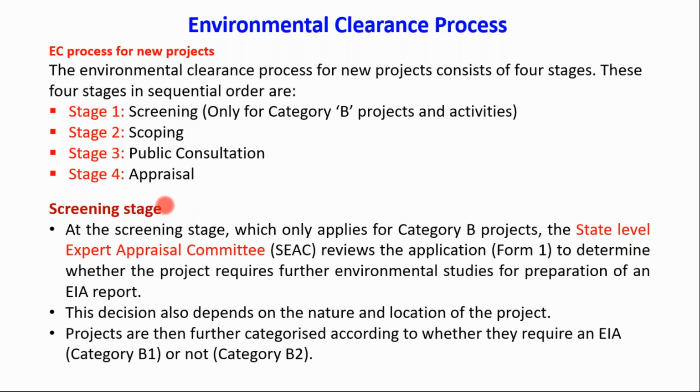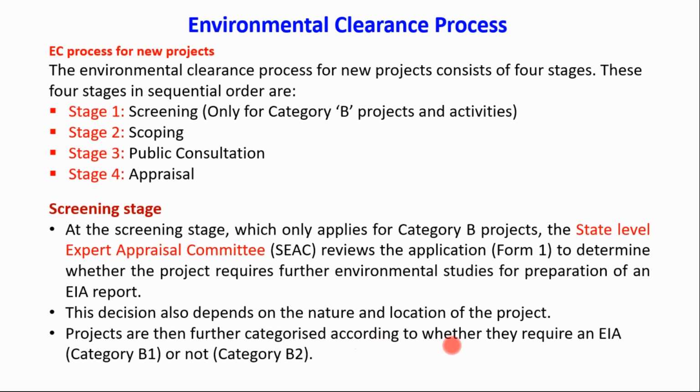At the screening stage, which only applies to the category B projects, the state level expert appraisal committee reviews the application, that is form 1, to determine whether the project requires further environmental studies for preparation of an EIA report or not. So this is the state level or state government activity. The applicant submits the application in form 1, and the state level expert appraisal committee scrutinizes this application and then decides whether to proceed for the next stage or not.